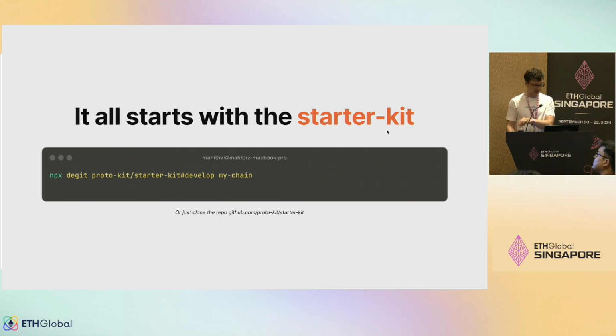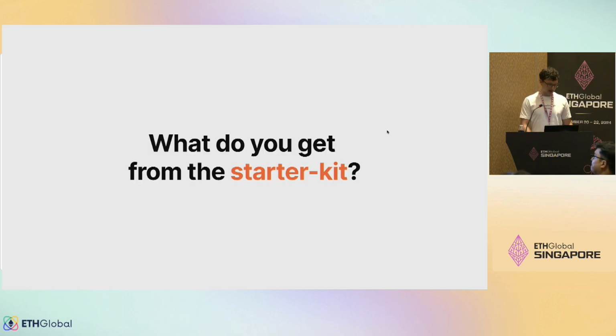That starter kit is a Git repo. You can clone it, or you can use dgit here. You clone it to your local machine, you install all the dependencies, and you're good to go. What do you get from the starter kit?